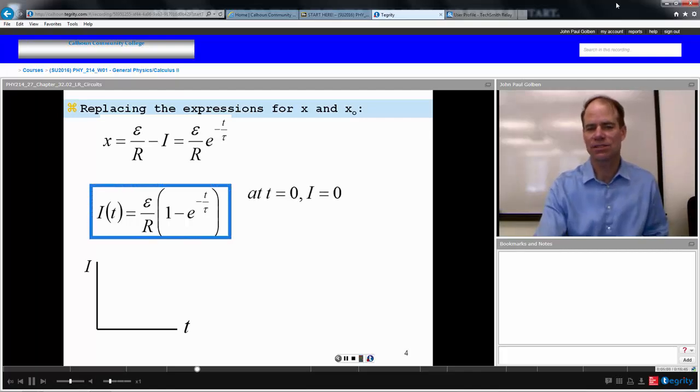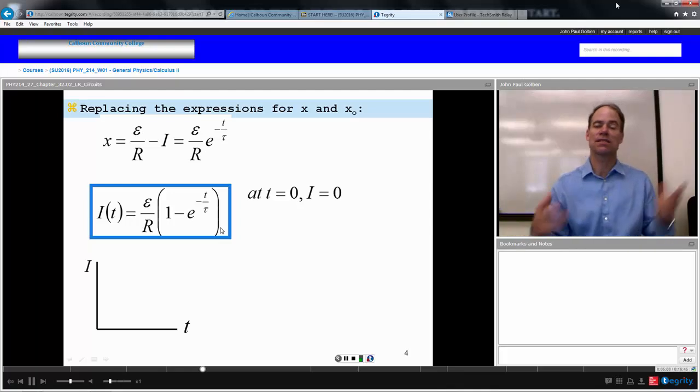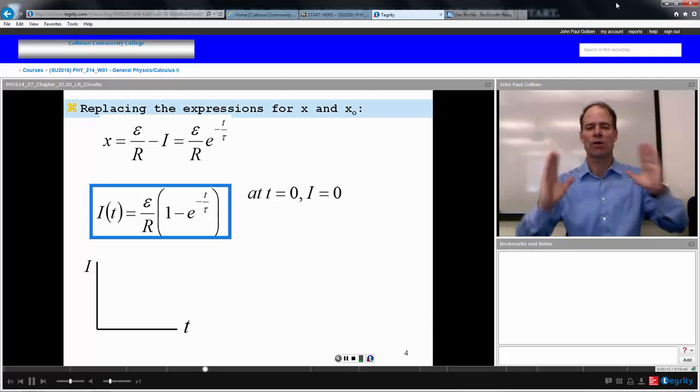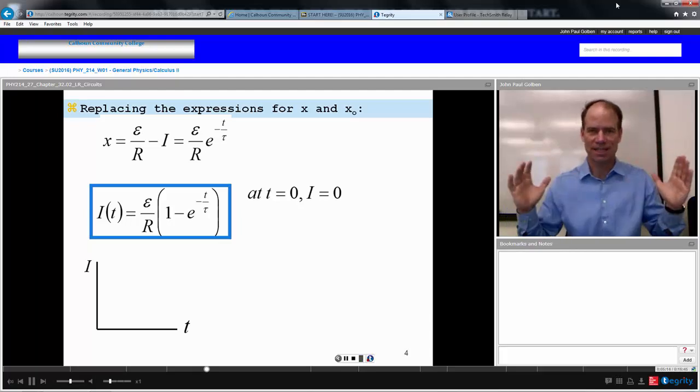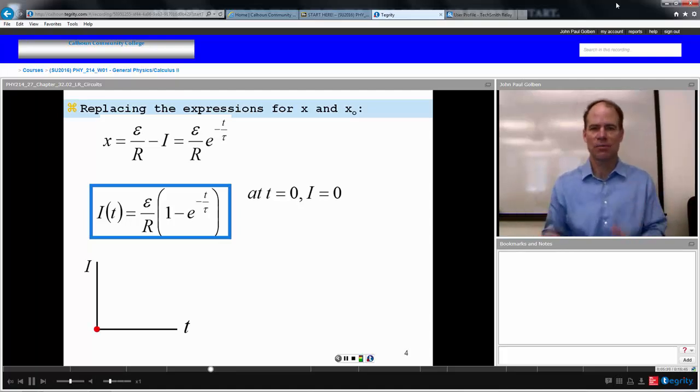If t is equal to 0, what happens? Well, I would have e to the 0 power in this parentheses, and that would be e to the 0. Anything to the 0 is going to be 1. So inside the parentheses, I'm going to have 1 minus 1, which indeed is 0. So my current is 0. So right after I close the switch, my current, even at that moment, is still 0. It doesn't change instantaneously. So that's good.